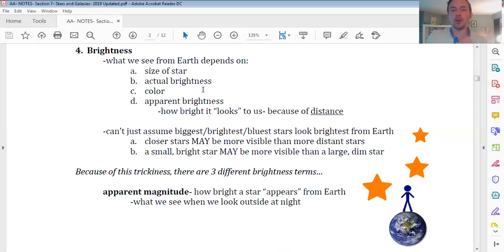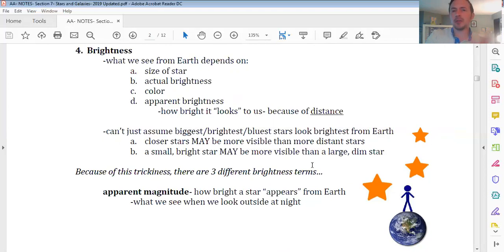And finally, the real monkey wrench in the works here, everybody, is apparent brightness. The root word is appear. It's how bright a star looks to us because they could be at very different distances from the Earth. So sadly, we can't just go outside at night, look up and say, oh, that star is very bright, it must be very big, or that star is very dim, it must be very small. There's a lot of different possibilities here.